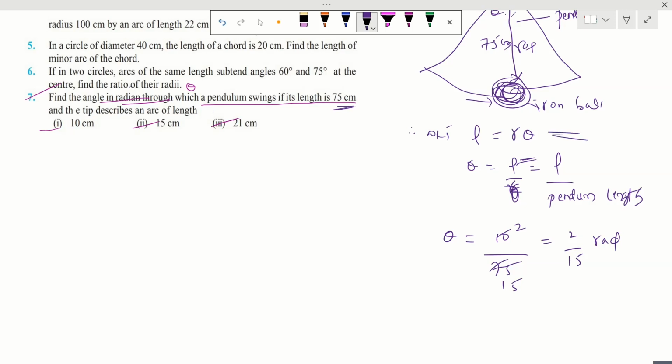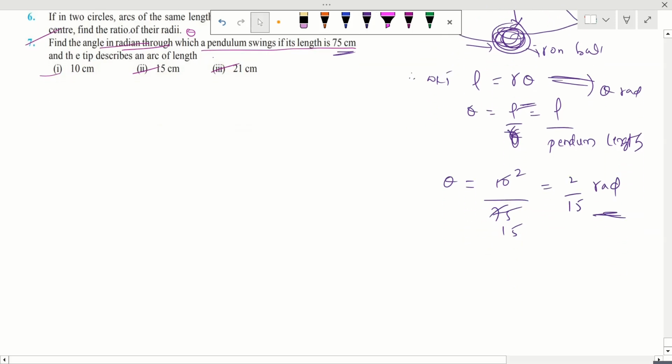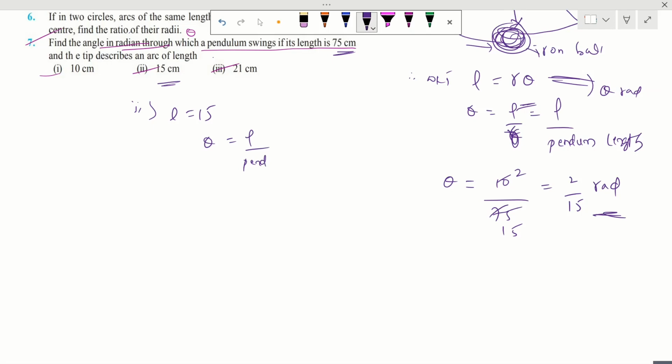So 2 by 15 is theta in radians. In this formula theta is already in radians, and we want theta in radians, so we need not convert. Now for the second, the arc length is 15, so theta is L by the pendulum length, 15 by 75. 5 ones are 5, 5 threes are 15, 5 fifteens are 75, so it is 1 by 5 radian.